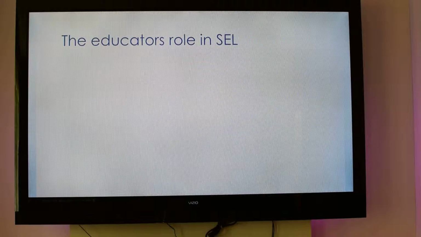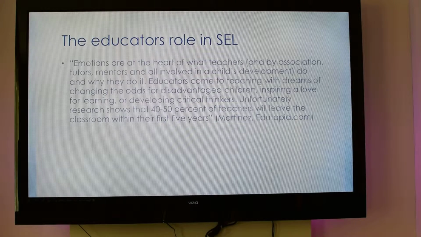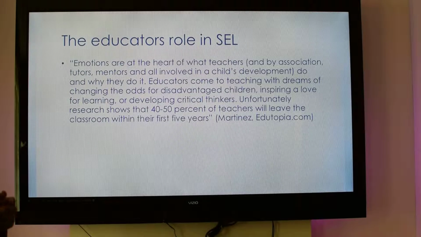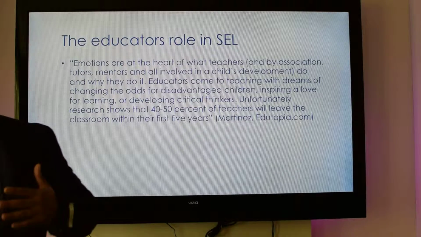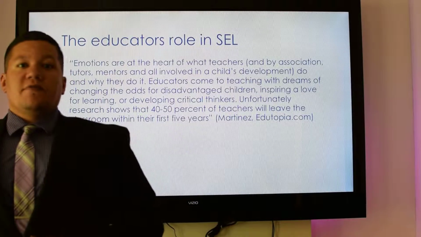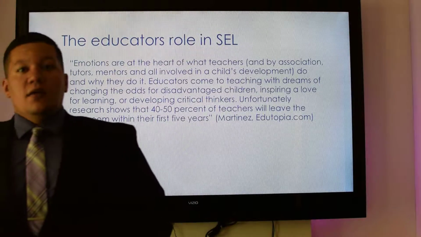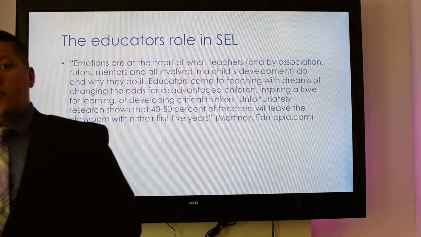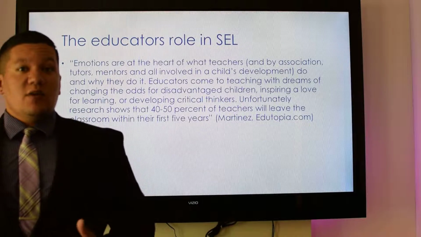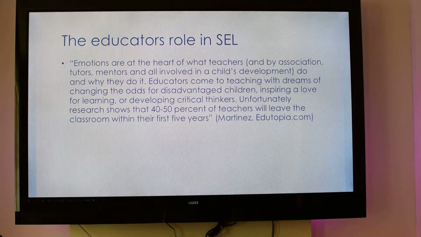The educator's role in SEL, and that's an important thing to understand as well. An important quote by Laura Martinez talks about the emotions of the teachers and why it's important for the teachers' emotions to be at a high level of emotional intelligence so that the SEL program has a solid foundation. And emotions are at the heart of what teachers, and by association tutors, mentors, and all involved in a child's development do and why they do it.